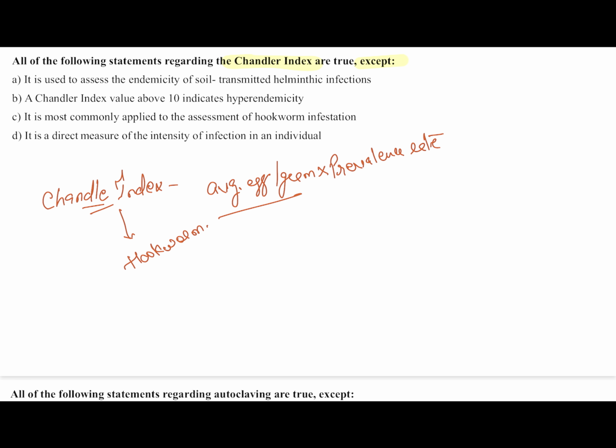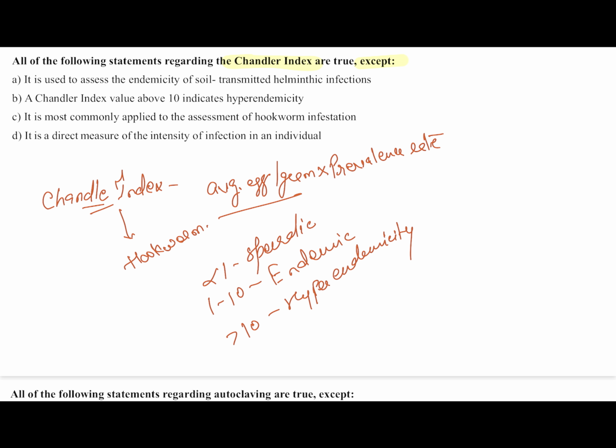If it is less than 1 then it is sporadic. If it is 1 to 10 then it is endemic, and if it is more than 10 then it is hyperendemic. This is done to check the population prevalence, so this is not done for one individual.